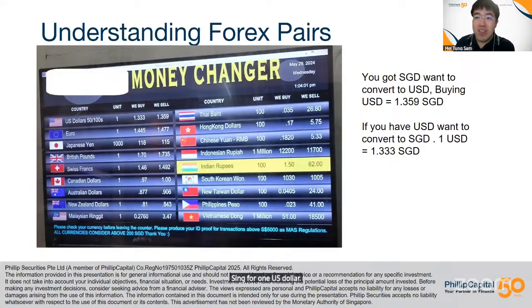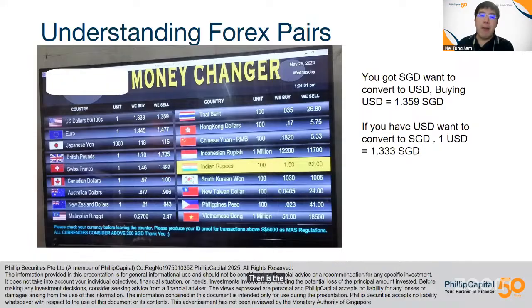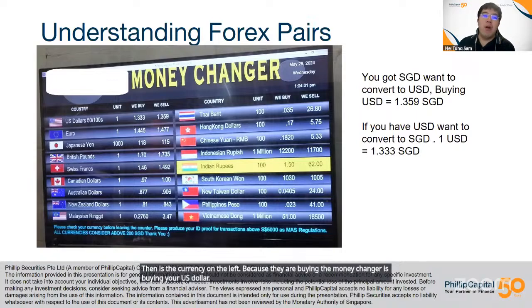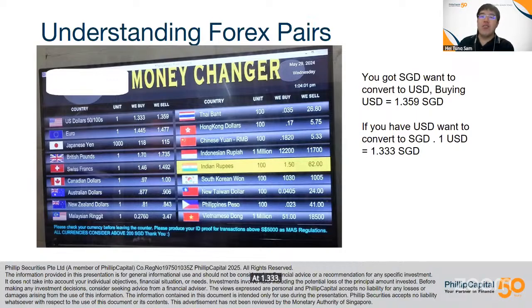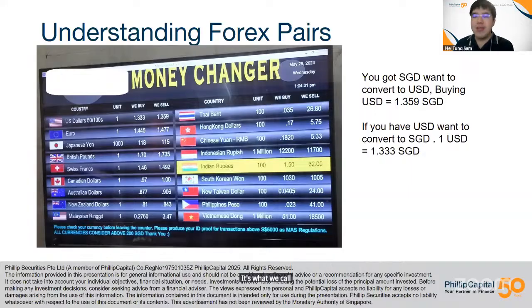But if you have US dollars and you want to convert to Sing, then it's the currency on the left, because the money changer is buying your US dollars at 1.333. The difference between what the money changer is selling and what the money changer is buying is what we call the bid-ask spread.